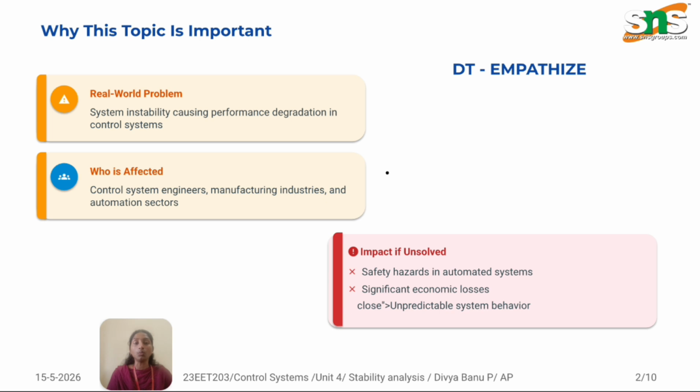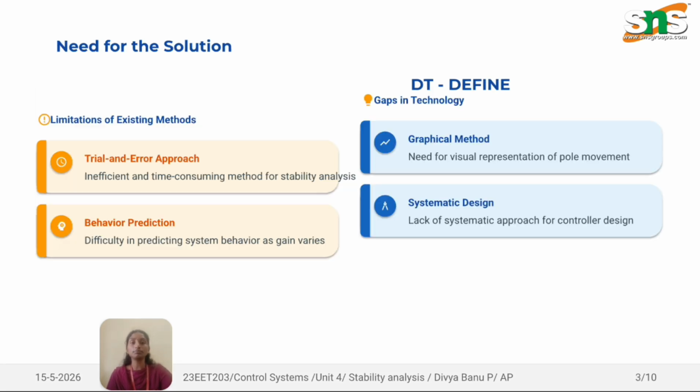So now we are telling that all the industries are automated, and the main part of automation we go with is control systems. We have many mechanical and technical calculations in order to find the stability and frequency analysis, time response analysis, and what is the response of a system when we go with change in time or change in frequency. All these we have discussed in the earlier sessions. And the impact if we are not solving this is safety hazards in automated systems and significant economic losses.